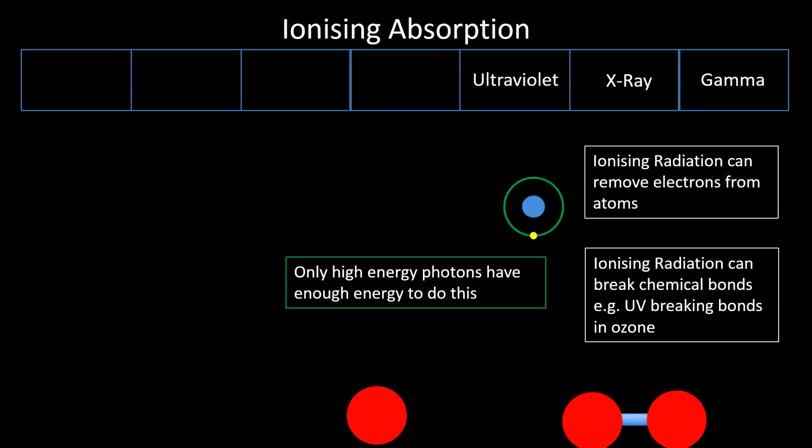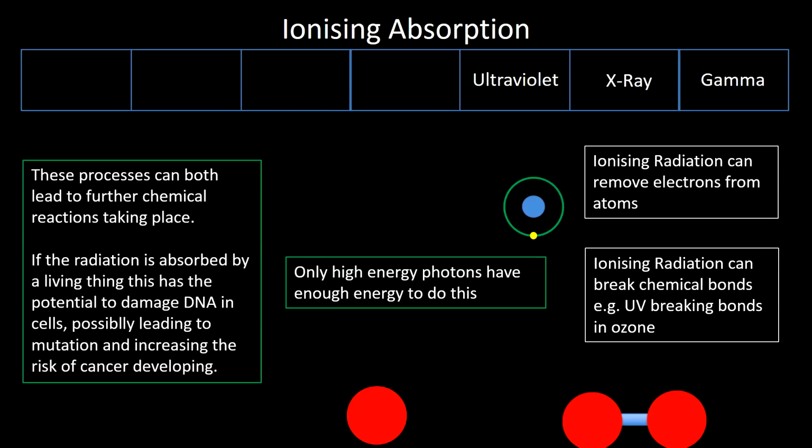So the point is, only high energy photons have enough energy to do this, and when these processes take place, both of them can lead to further chemical reactions happening. And this is the main damage mechanism for damaging living cells. If either of these two processes happen, then further chemical reactions can happen, which can damage the DNA, which possibly leads to mutation and increasing the risk of cancer developing.